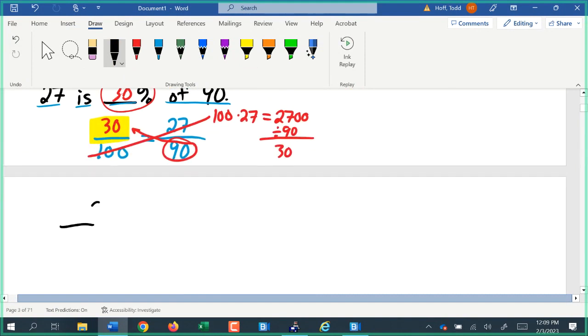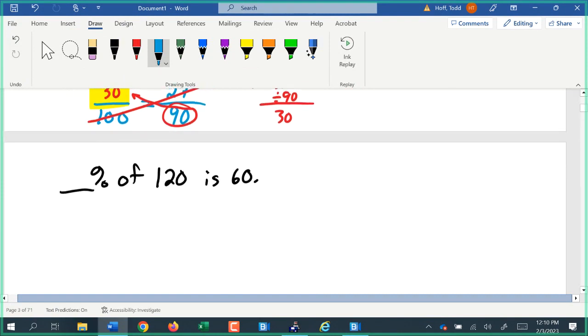We might have blank percent of 120 is 60. Again, we're missing the percent. So we're going to start out as blank out of 100. That missing percent is what we're looking for again. On the other side, of 120 can be read as out of 120. Implies the 120 goes on bottom. Blank percent is 60, implies the 60 matches up with our missing percent.